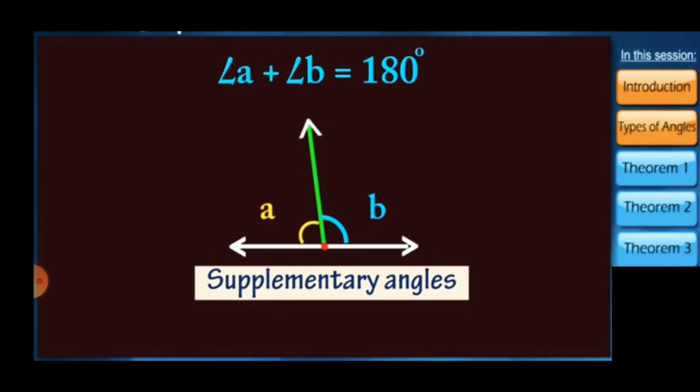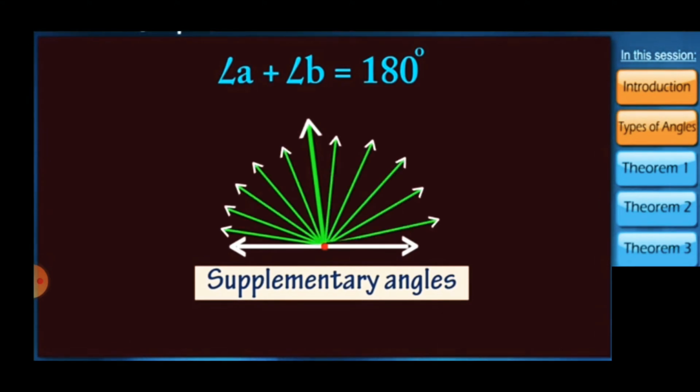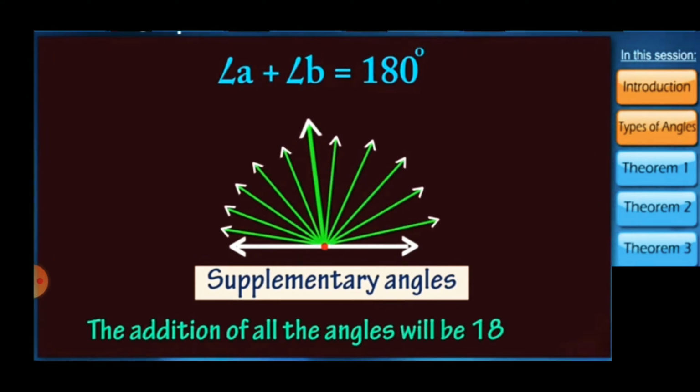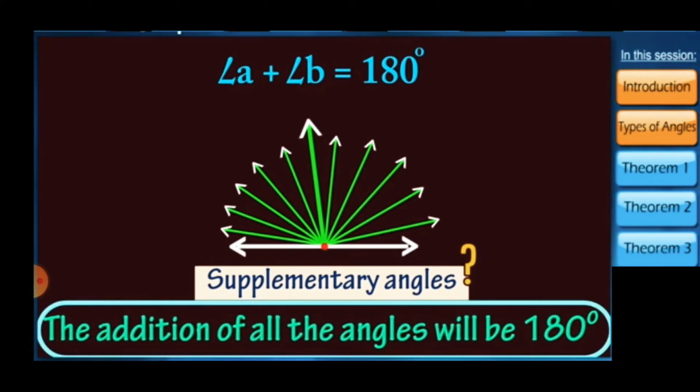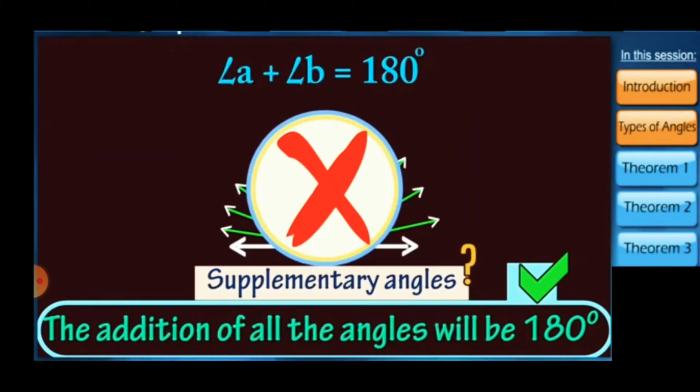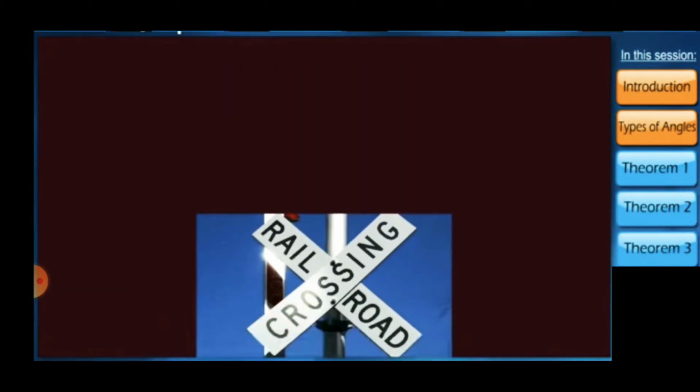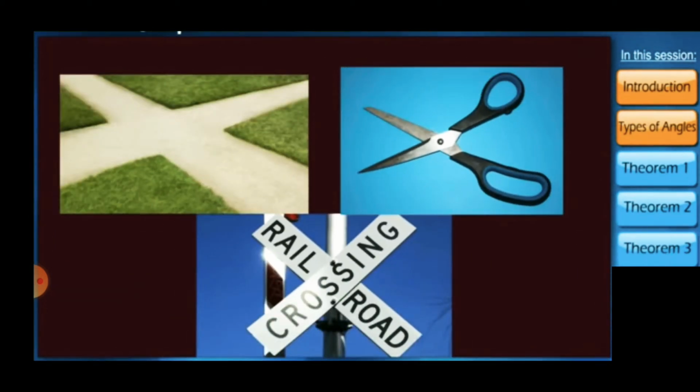What if there are various lines because of which various angles are formed? Well then, the addition of all the angles will be 180 degrees. And will we call all these angles supplementary angles? The addition of all the angles will be 180 degrees. But all of these angles together, we will not call them supplementary angles. Let's see a few of these day-to-day images.